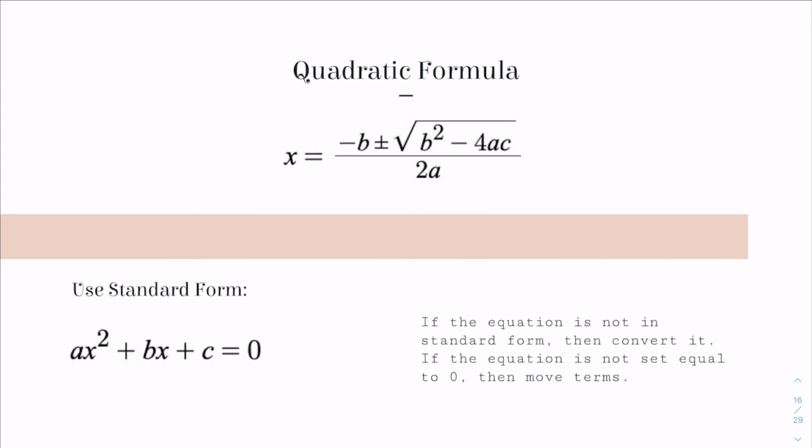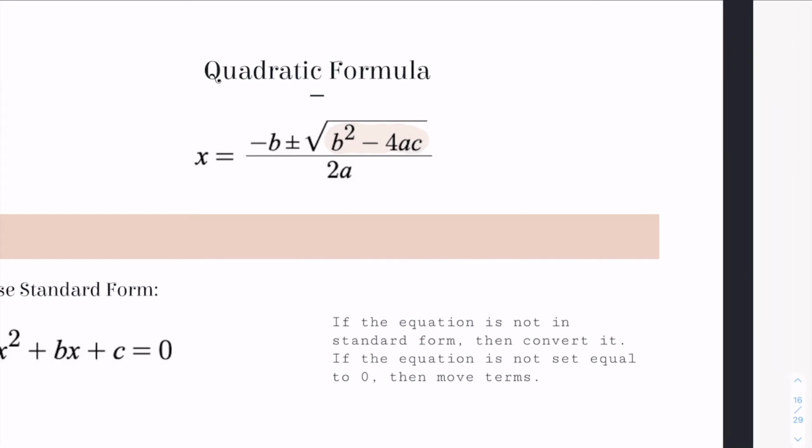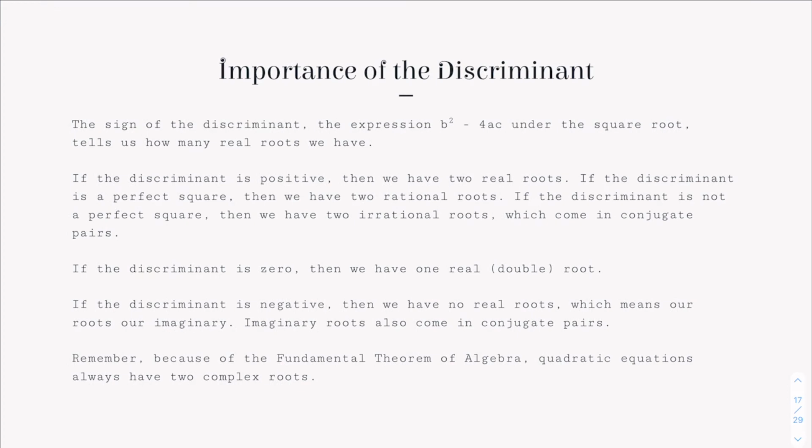Before we look at a few examples, let's talk about something important we can take from our formula. The expression underneath the square root, b squared minus 4ac, is called the discriminant. And the discriminant is some value that tells us something important about our solutions or the roots of our parabola. And it's all about the sign of our discriminant.